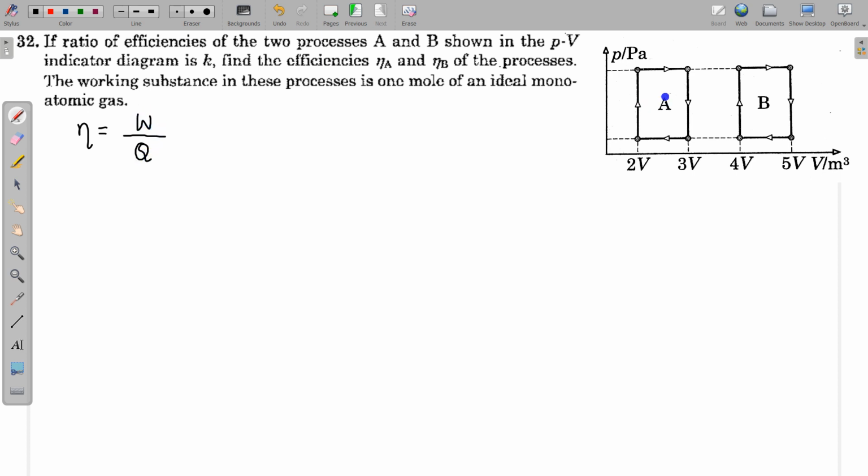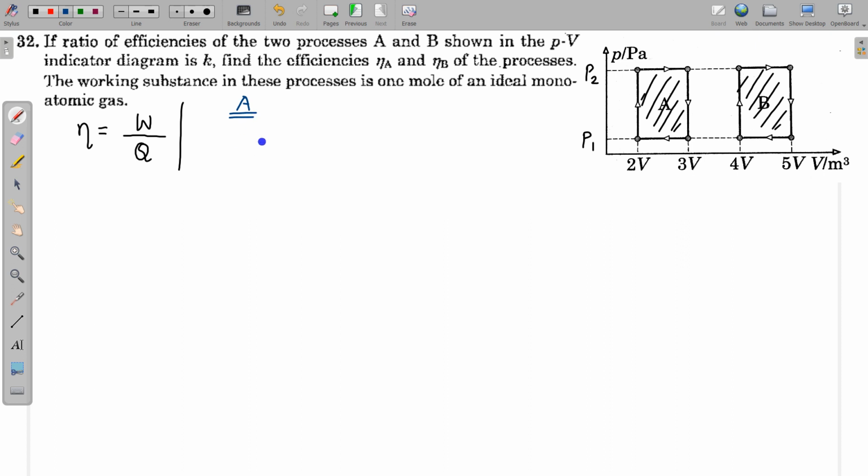For work done, we can directly find the area of this PV diagram, and this is this enclosed area, and obviously this is expansion work. The pressure is not given, so we can assume pressure at this location is P1 and pressure at this position is P2. So individually let us find the expression of efficiencies for both the processes, and for that we have to find work done and heat absorbed in both the processes. So let us start with process A.